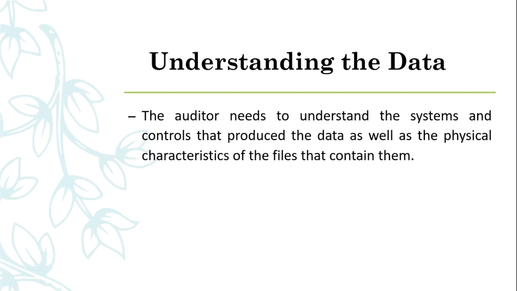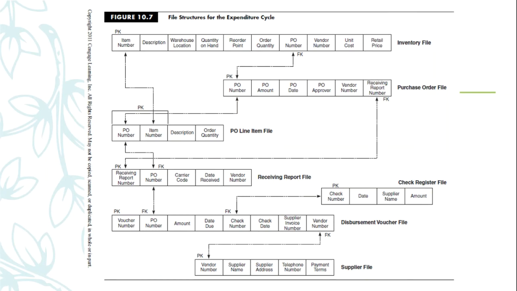The figure shown is the file structures for the expenditure cycle. These structures indicate the key data and logical linkages between files. So we have here the inventory file, purchase order file, purchase order line item, receiving report file, check register file, disbursement voucher file, and supplier file, in which you can see the key data of each file that is traced by the broken line. This figure shown is the basis of the audit procedures described.